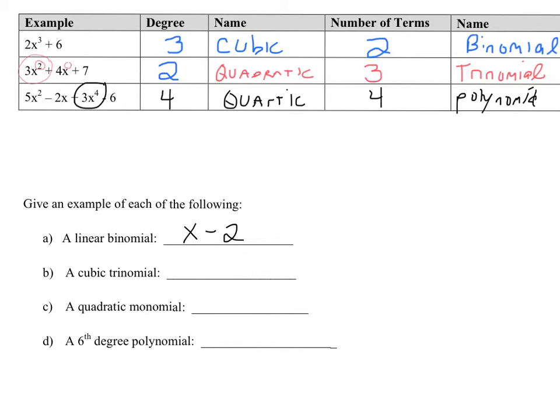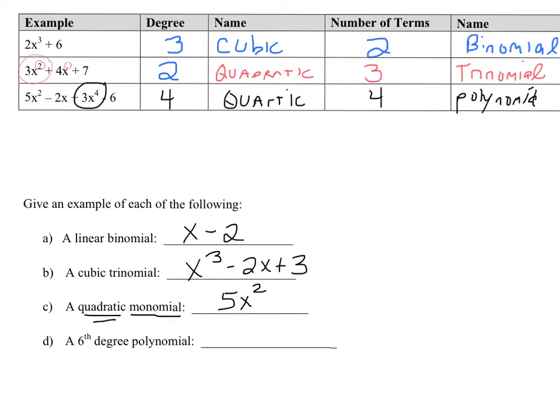Cubic trinomial needs a degree 3 with 3 terms. So how about x to the third minus 2x plus 3. A quadratic monomial. Monomial means 1 term. This is degree 2. So how about 5x squared?